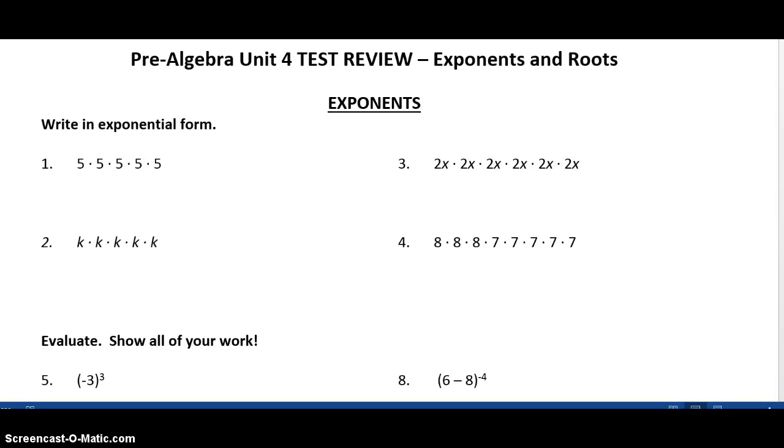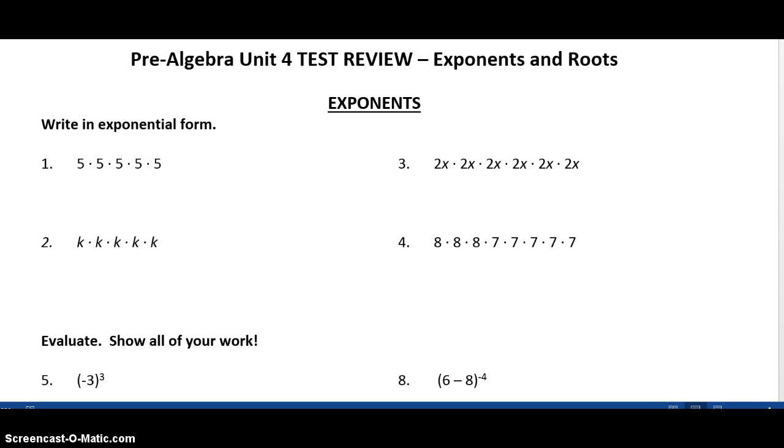Okay, this is the Pre-Algebra Unit 4 test review over exponents and roots. This is kind of a long study guide, so I decided to make you guys a video so you can grade this over the weekend and make sure you're understanding all the material. Then on Monday before our test, if you still have some burning questions, you can bring in those questions.